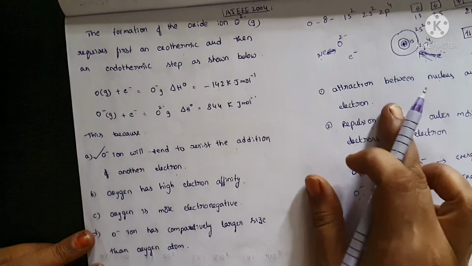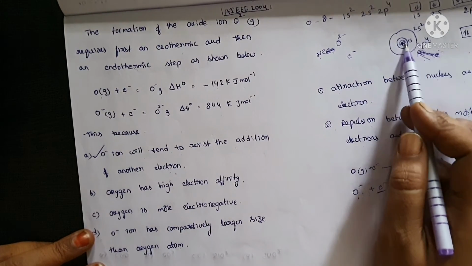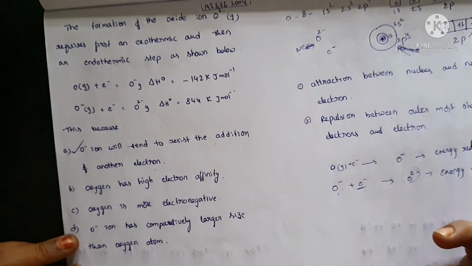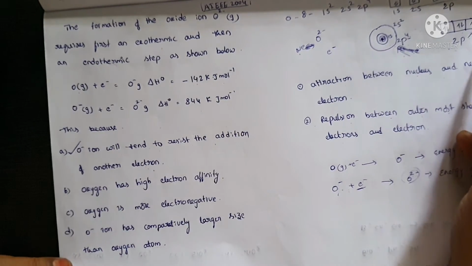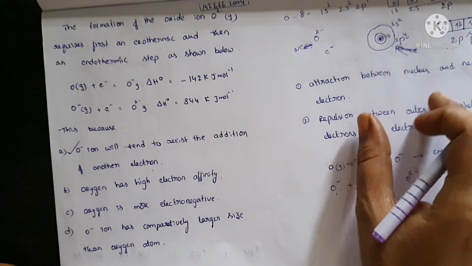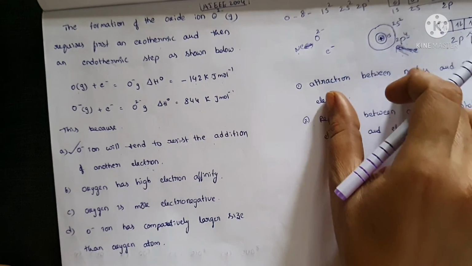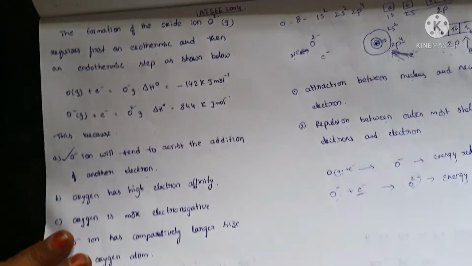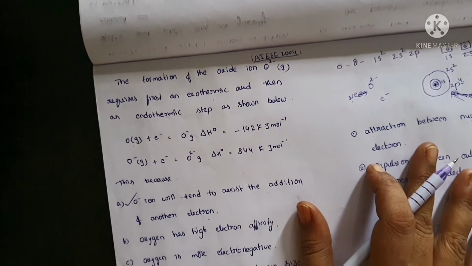Is it clear? There are two forces. One is attraction between the nucleus and the newly coming electron, and the other is repulsion between the outermost shell electrons and the newly entered electron. To overcome these forces, energy is required for the newly coming electron. That's why the second reaction is an endothermic reaction. Is it clear?